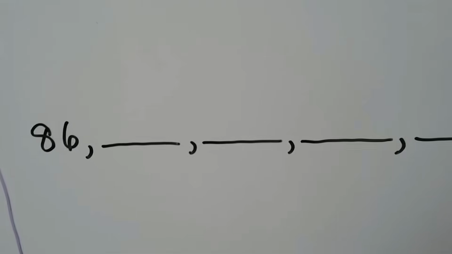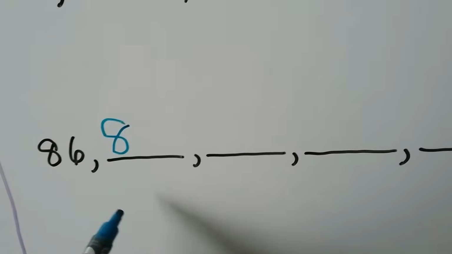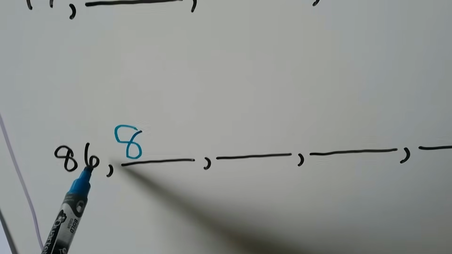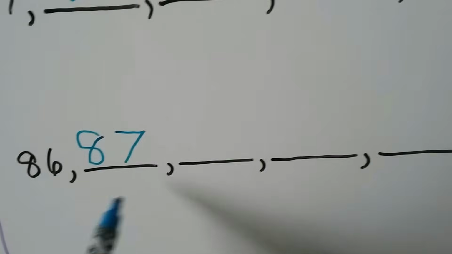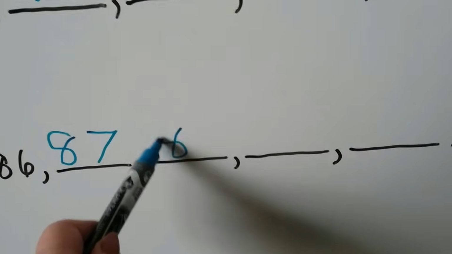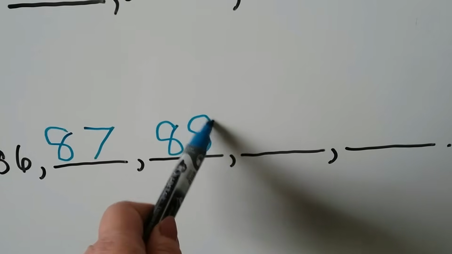Here's 86. We're going to have 8 in the tens place, and the ones place is going to go up 1 bigger, so it's going to be an 87. We're going to do it again, 8 in the tens place. Ones place is going to go up by 1, so we're going to have 88.